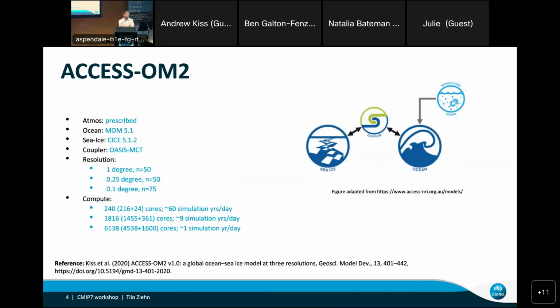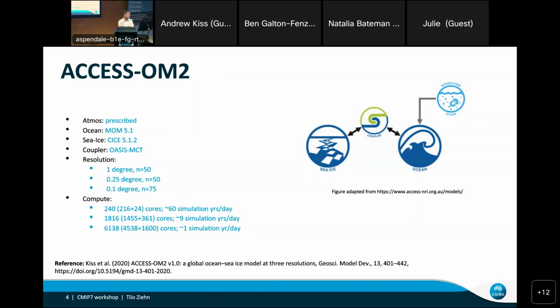And then we have ACCESS OM2. It doesn't have an atmospheric component, so the atmosphere is prescribed. Ocean model, MOM5.1. Same sea ice component, SIS 5.12, and the OASIS MCT coupler. It exists in 3 different configurations in terms of resolution. So we have a 1 degree configuration, a 1/4 degree, and a 10th degree. And the 10th degree also has a higher vertical resolution, 75 levels.